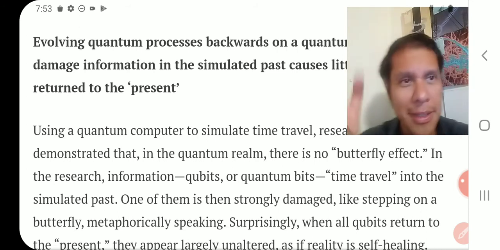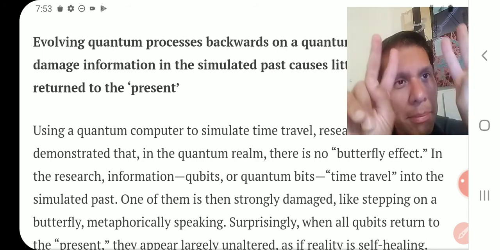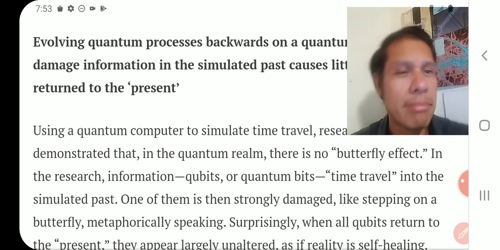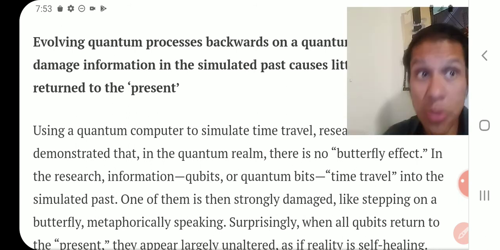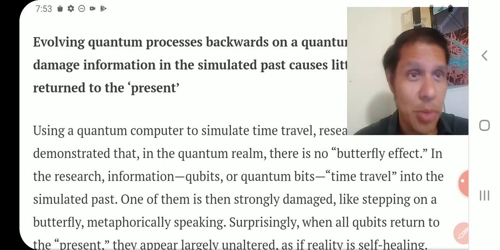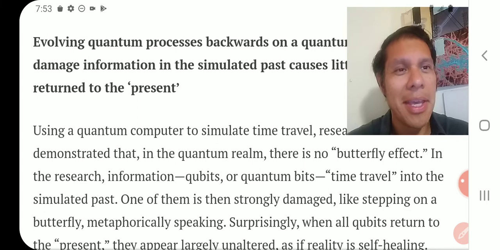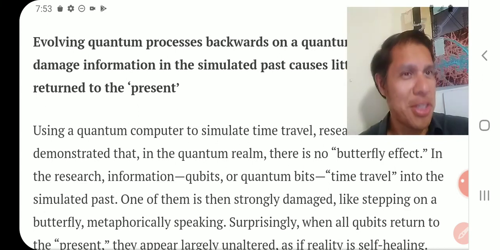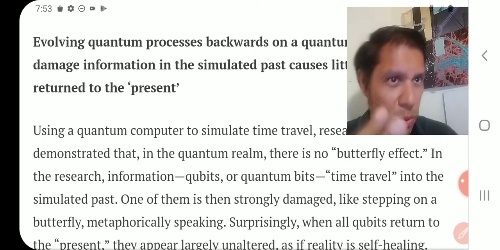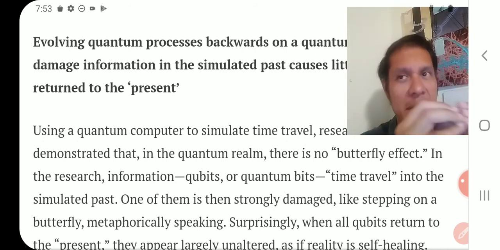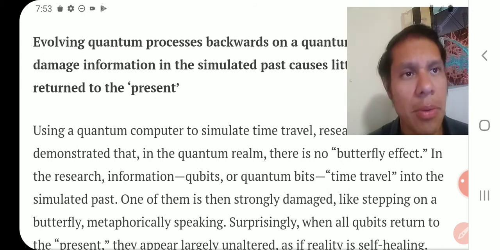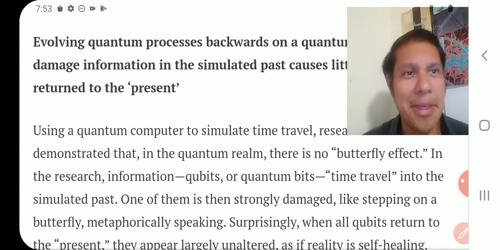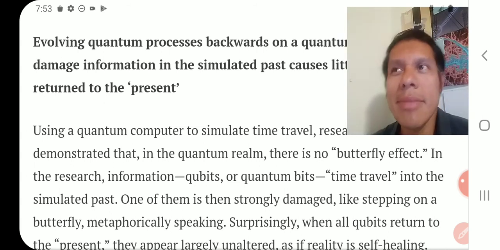And I like the fact that they put it in quotation marks, time travel, because this is not really like time travel. It's a metaphor. And also the butterfly effect here is used as a metaphor, of course, because there is a difference between time travel and what we're doing here. We're doing a time reversal of some process, right? There's nothing strange about returning pieces the way you started.